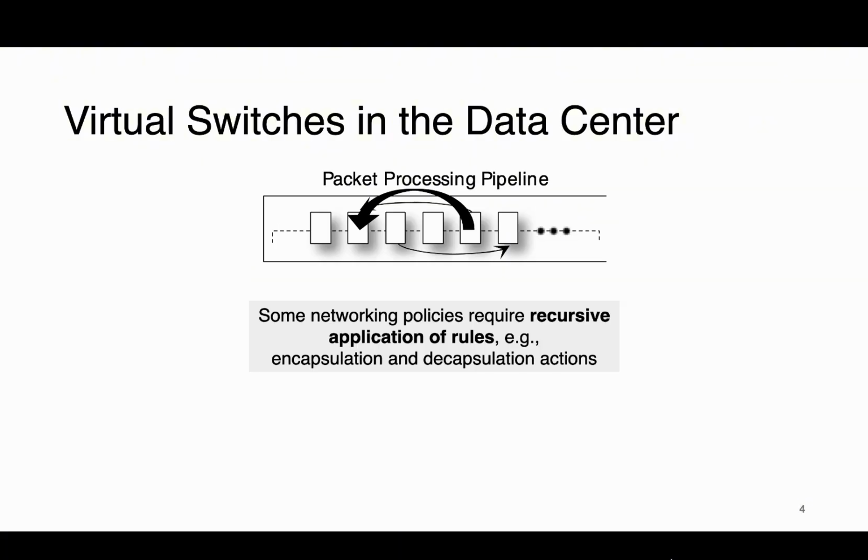Some of these policies require recursive application of rules where the output of one rule becomes the input of another and possibly even the same type of rule. Similarly, when packets are encapsulated or decapsulated, they need to be processed again because they effectively become new packets with different headers. Therefore, vSwitch packet processing pipelines support arbitrary control flows through these tables, including resubmission.